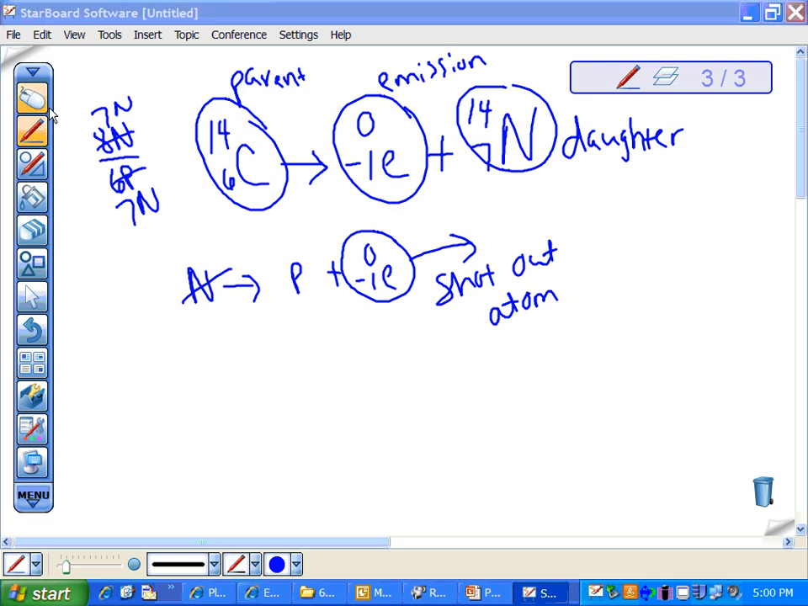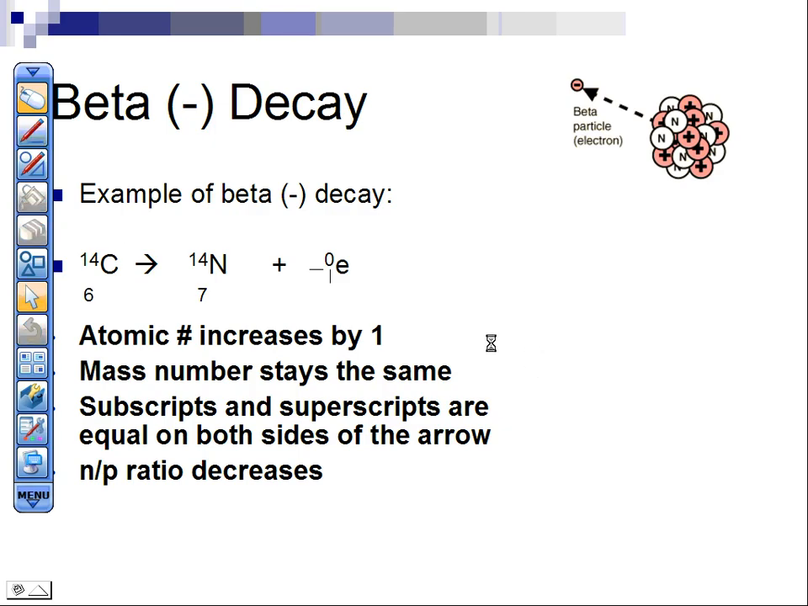The next type, let me go back to the PowerPoint. See, this is what's happening. It says the atomic number is increased by 1. Here's our atomic number, it went up by 1. The mass number stayed the same. The subscripts and superscripts are equal on both sides of the arrow. So that's what was going on.